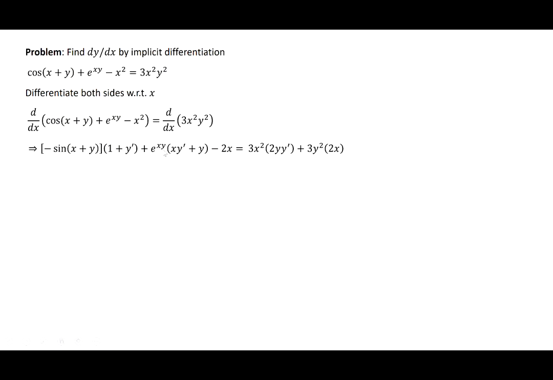Yep. e to the xy, the derivative is e to the xy times x y prime plus y. Chain rule, product rule, a combination of chain rule and product rule. The derivative of x squared is just 2x. And the right hand side, again, product rule. Look at this. I took the 3x, what? Yeah. 3x squared times the derivative of y squared, which is 2y y prime, plus y squared times the derivative of 3x squared, which is 6x. Did I do that right? Yeah, that works.